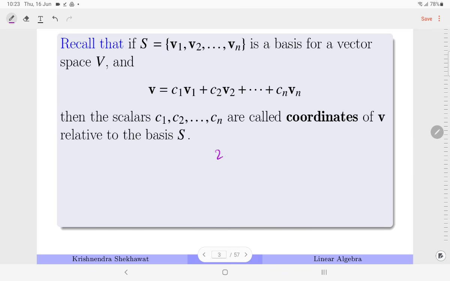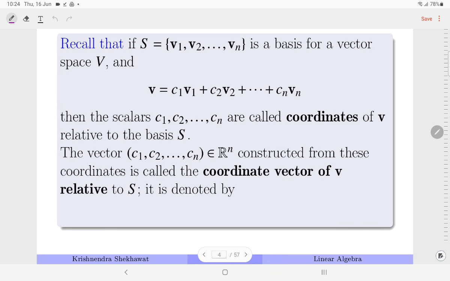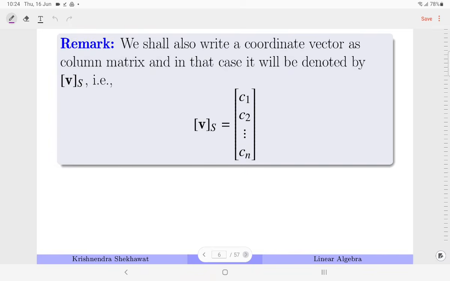So for example, for R2, if you write (2, 3) as a linear combination of (1, 2), so it's 1 times (1, 2) plus 1 times (1, 1), then you can see that the coordinates of (2, 3) with respect to the required basis are (1, 1), and they are denoted either as an element of Rn, or you can denote it as a column vector.